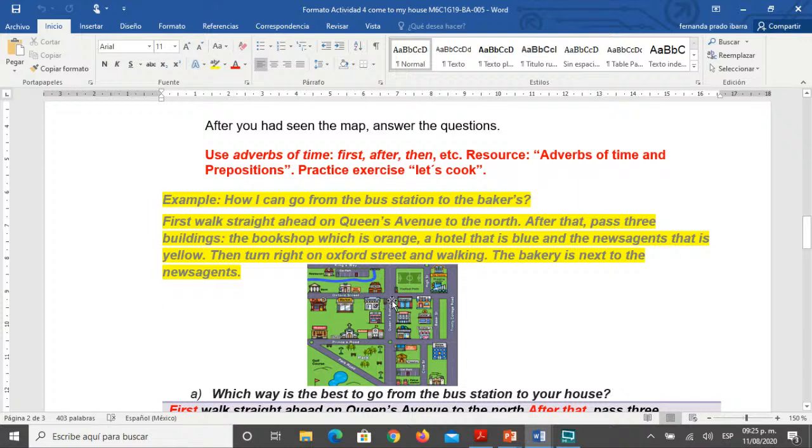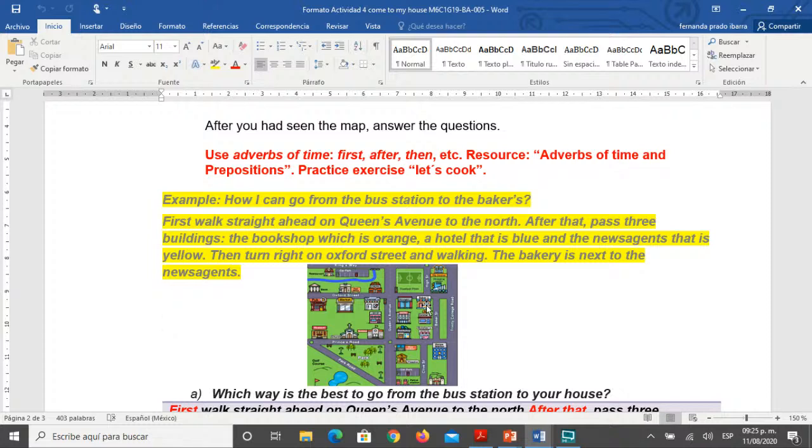That is here too, okay? So the answer will be like this. First, I'm using my adverbs of time. First, walk straight ahead on Queens Avenue to the north. Straight ahead is de frente, okay? To the north. After that, después de eso, pass 3 buildings.